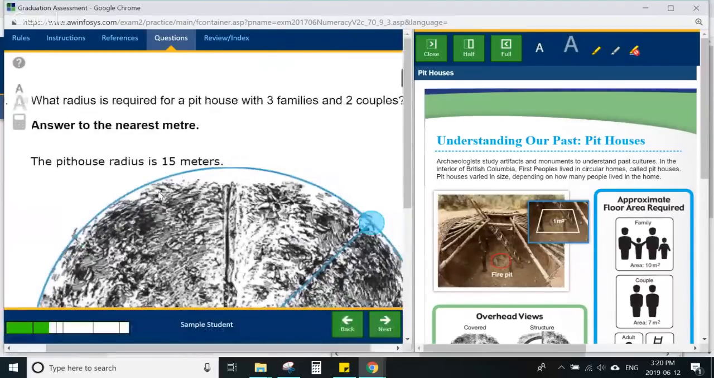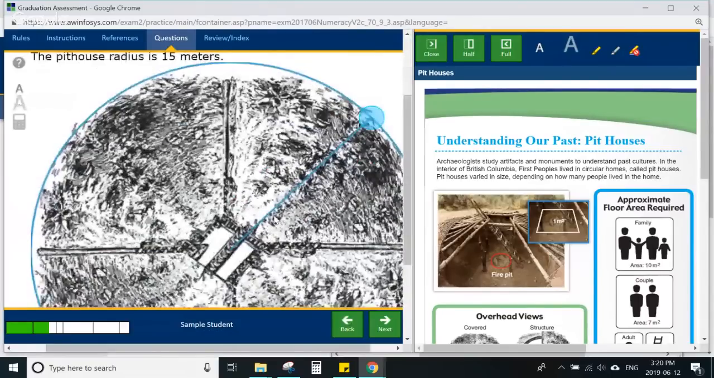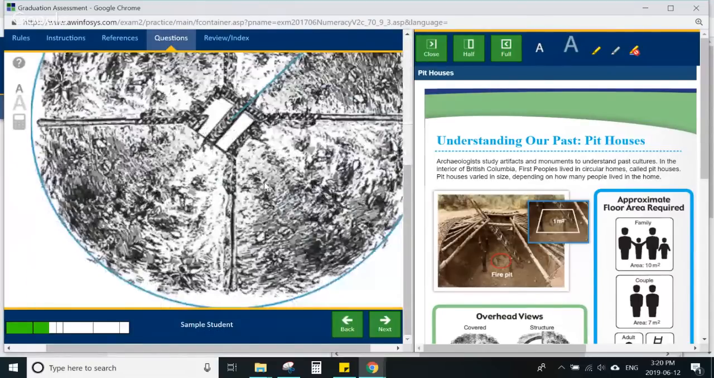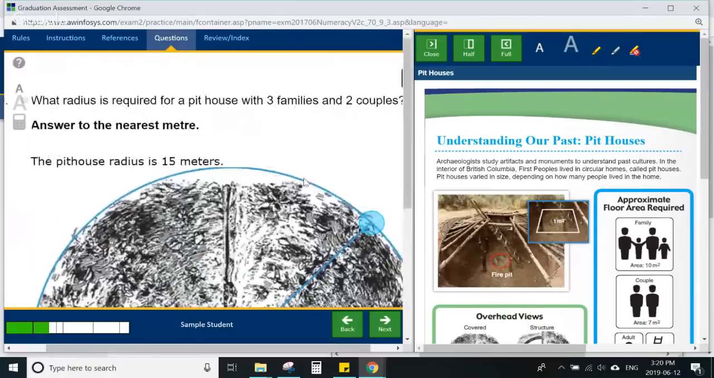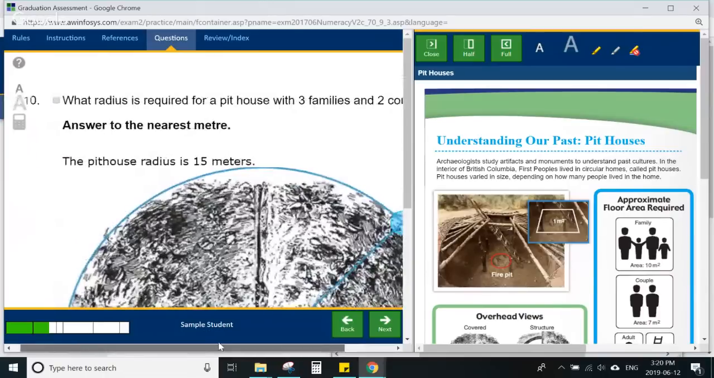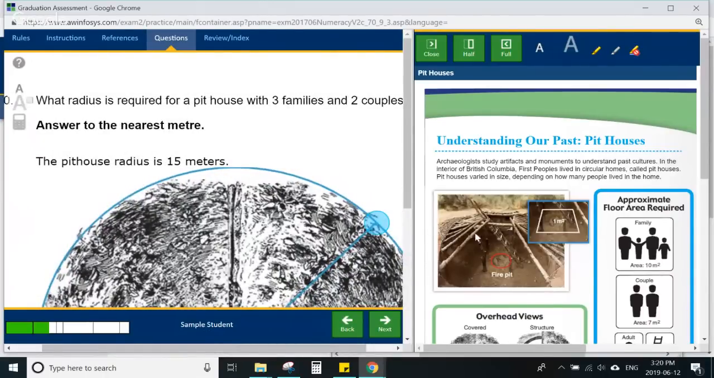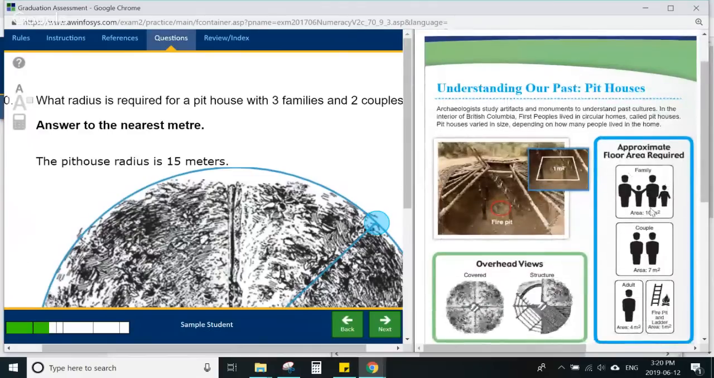Okay, the pit house radius is 15 meters. Here's the pit house. This blue line here is indicating the radius. What is the radius? What radius is required for a pit house with 3 families and 2 couples? If we're looking over on the right side here, we see a family needs an area of 10 meters squared. So we have 3 families, that's 30 meters squared, and 2 couples, 7 meters squared each. That's 14 meters squared for a total of 43 square meters.